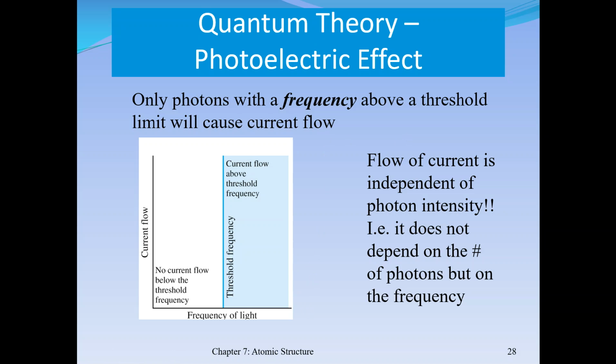Another thing that was noticed was that the flow of the current is independent of the photon intensity. In other words, the flow of the current is not in any way dependent on how bright the radiation is. The brightness is related to the photon intensity, the number of photons that are present. So we can conclude that the current flow is not dependent on the number of photons, but, as I said before, dependent on the frequency of the radiation that the photoemissive electrode, the cathode, is exposed to.